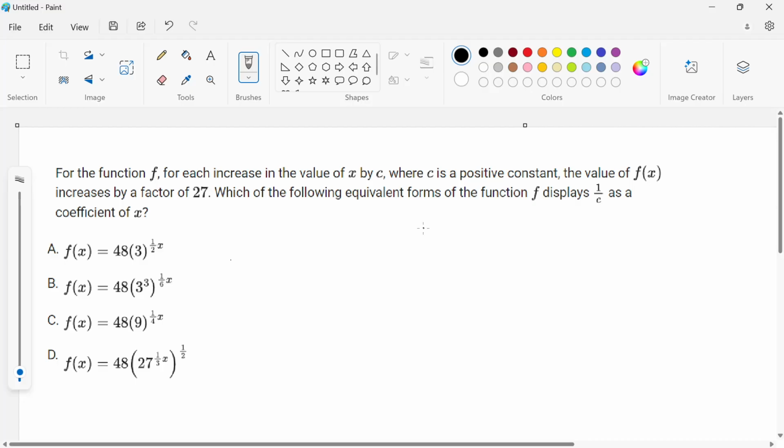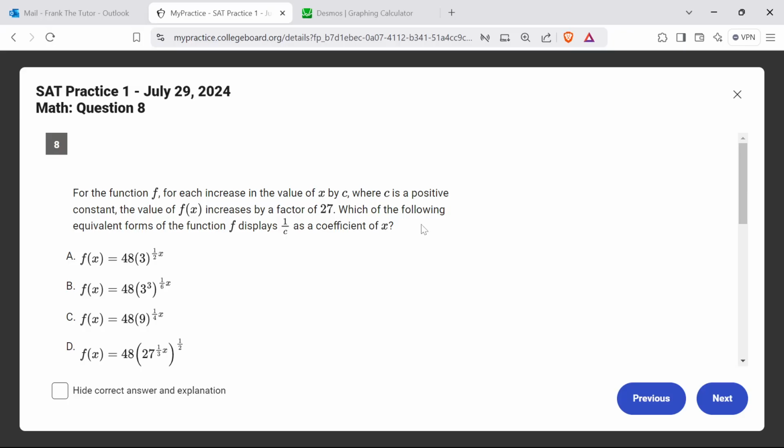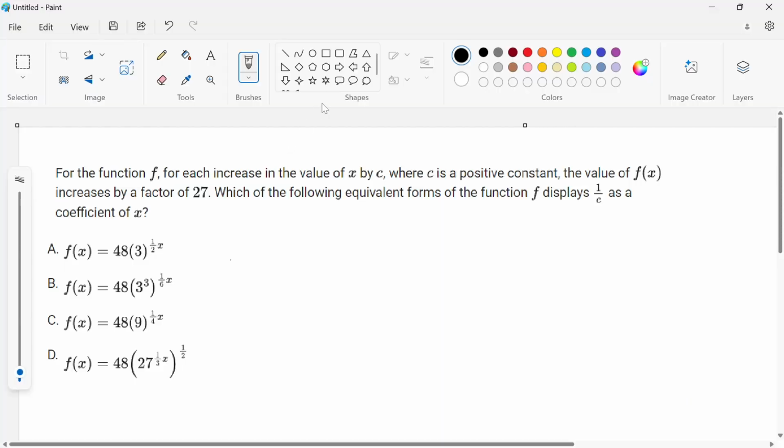This is Digital SAT Practice Test 1, Math. Module 2 hard. If you get 17 or more correct in the first module, you get the quote-unquote hard second module. And this is question number, I've forgotten what question number it is, question number 8.